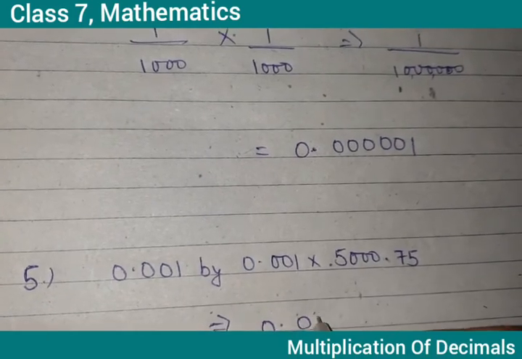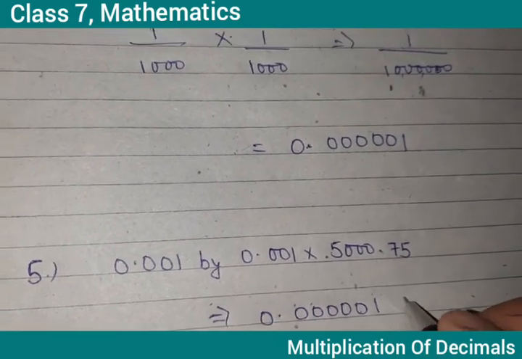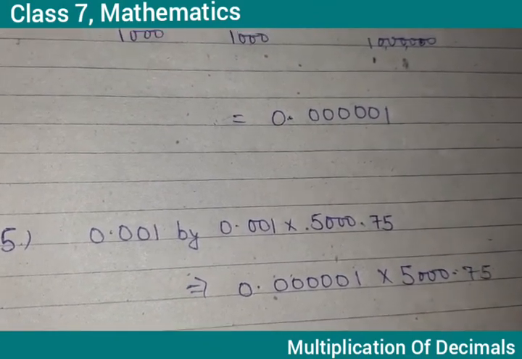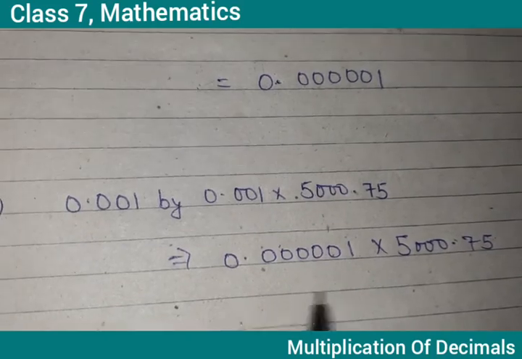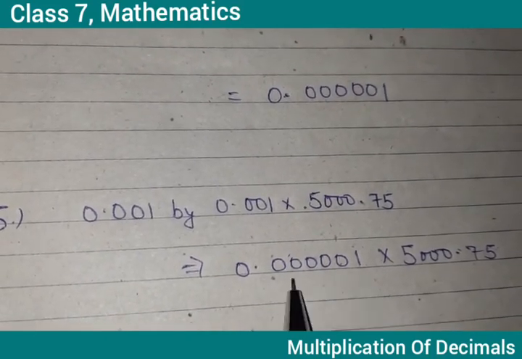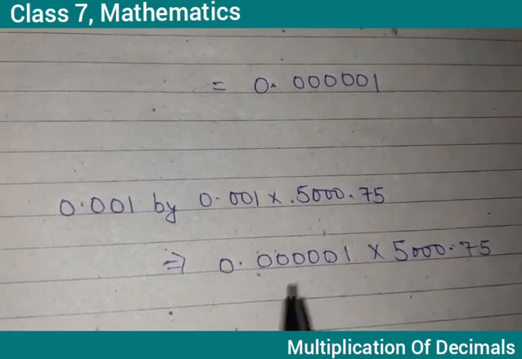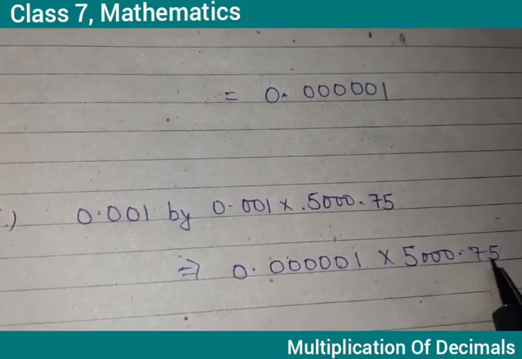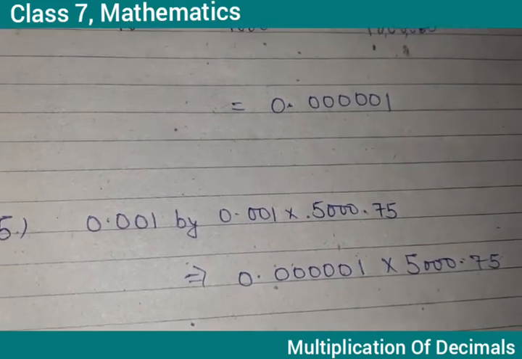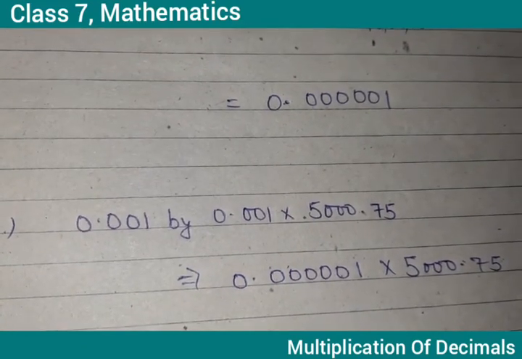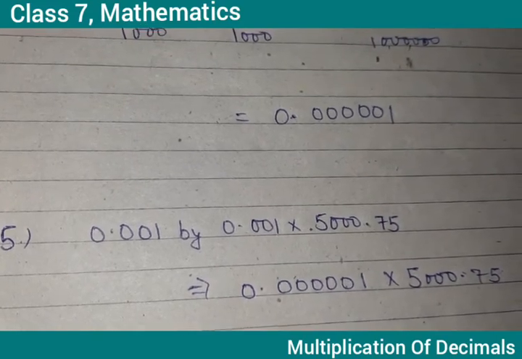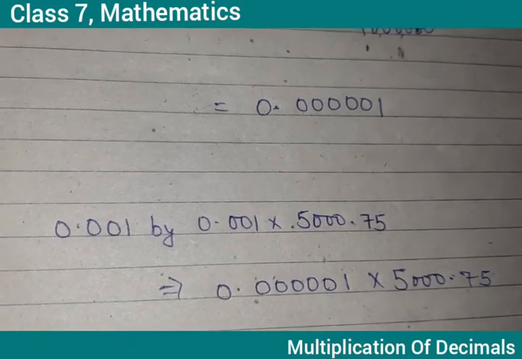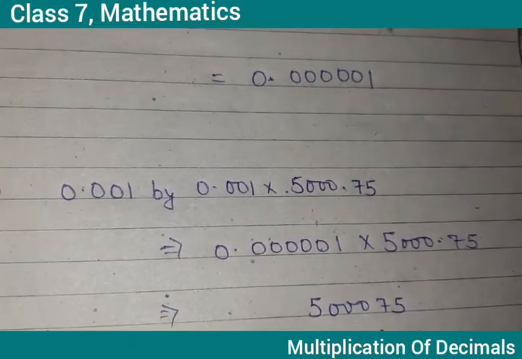0.000001 into 5000.75. See, the reason I wrote down this answer is because after counting the number of decimal places it will be easy. Let's count the number of decimal places. 1 2 3 4 5 6. 1 2. So 6 plus 2 is 8. So we'll start counting from the right hand side. First write out the answer. The answer will be 5075. But is this the final answer?